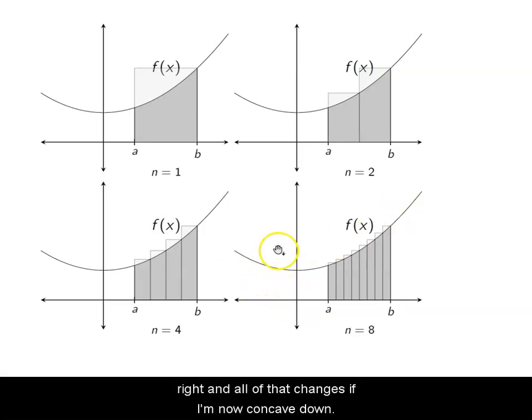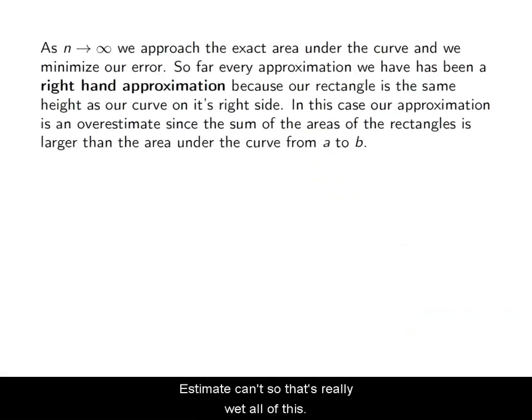And all of that changes if I'm now concave down, right? So you've got to kind of think of it. It's a good practice to think about this in your mind. Well, obviously, you can always draw some pictures. I definitely like to ask questions about this. Will the right-hand sum be an overestimate or underestimate over this interval? And you have to think, well, okay, am I concave up? Am I concave down? Am I increasing? Am I decreasing? All of those play a factor into whether or not your right-hand sum is an overestimate or underestimate, or if your left-hand sum is an underestimate or overestimate.